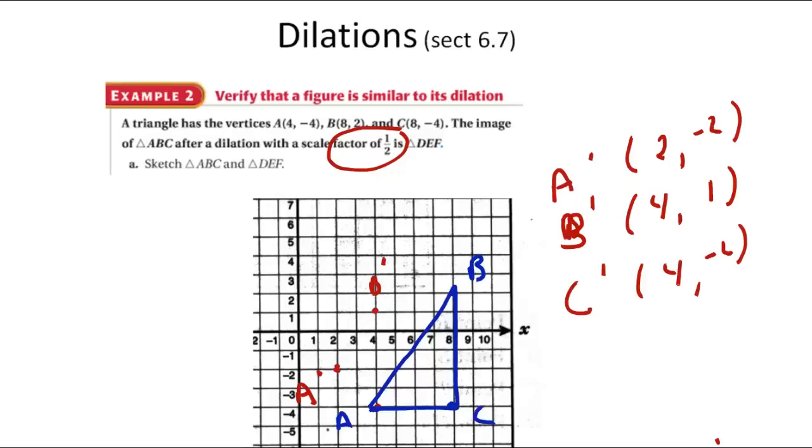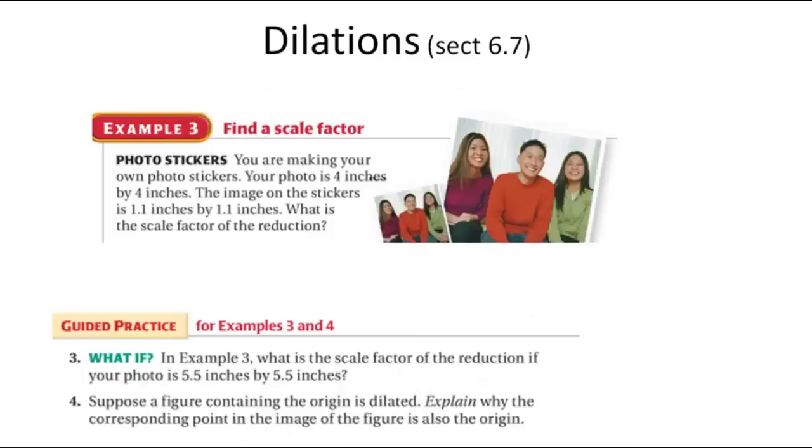And finally, C for -2. There's my new C. Did I end up with another right triangle? And I know it's a right triangle because my perpendicular lines, horizontal and vertical, always form right angles. So did it get smaller? Yes. So when I did my dilation, it did get smaller.